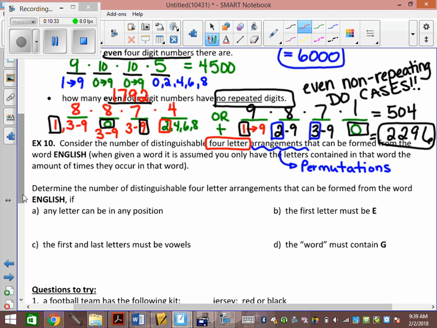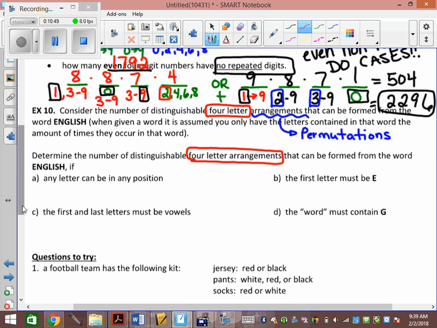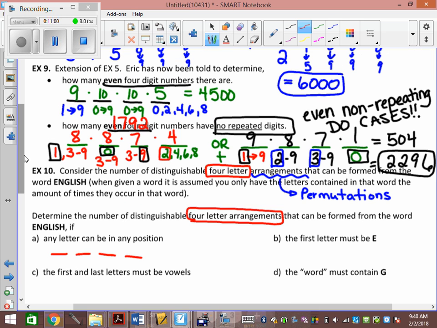So arrangements that can be formed from the word English. When given a word, it is assumed you only have the letters contained in that word, the amount of times that they occur in that word. So determine the number of distinguishable 4-letter arrangements formed by English, where any letter can be in any position. 1, 2, 3, 4. Now, what I always do is I rewrite the word out. If there's doubling letters, I would write them underneath. So for example, if the word was pool, I'd go P-O-O-L.